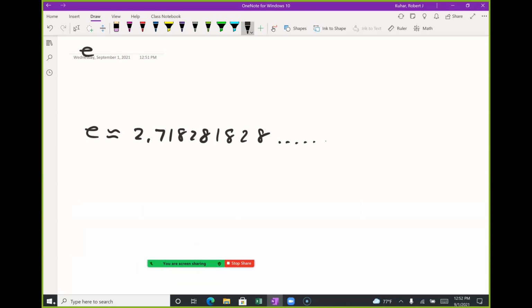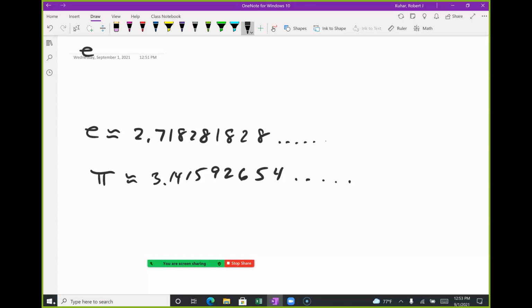Have you seen this number before? Pi? Yeah. Pi is approximately 3.14159264, forever and ever, no pattern, never repeats. So pi is a special number to geometry, related to what? Circles. And e is a special number related to money, interest.